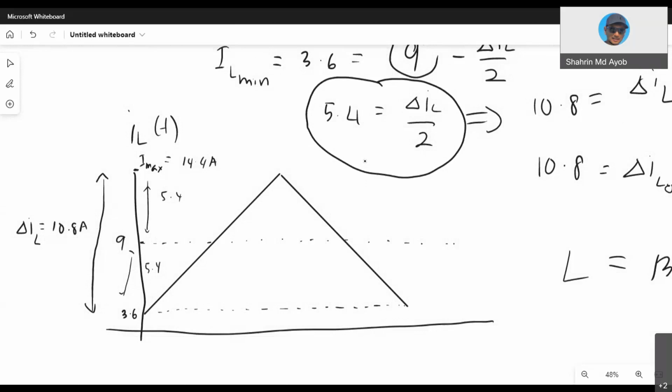Sorry? 9? No. 5.4. Here. We have calculated it. 3.6 is I min. Here. This one is delta IL over 2. Multiply with 2, so we have delta IL, from min to max.